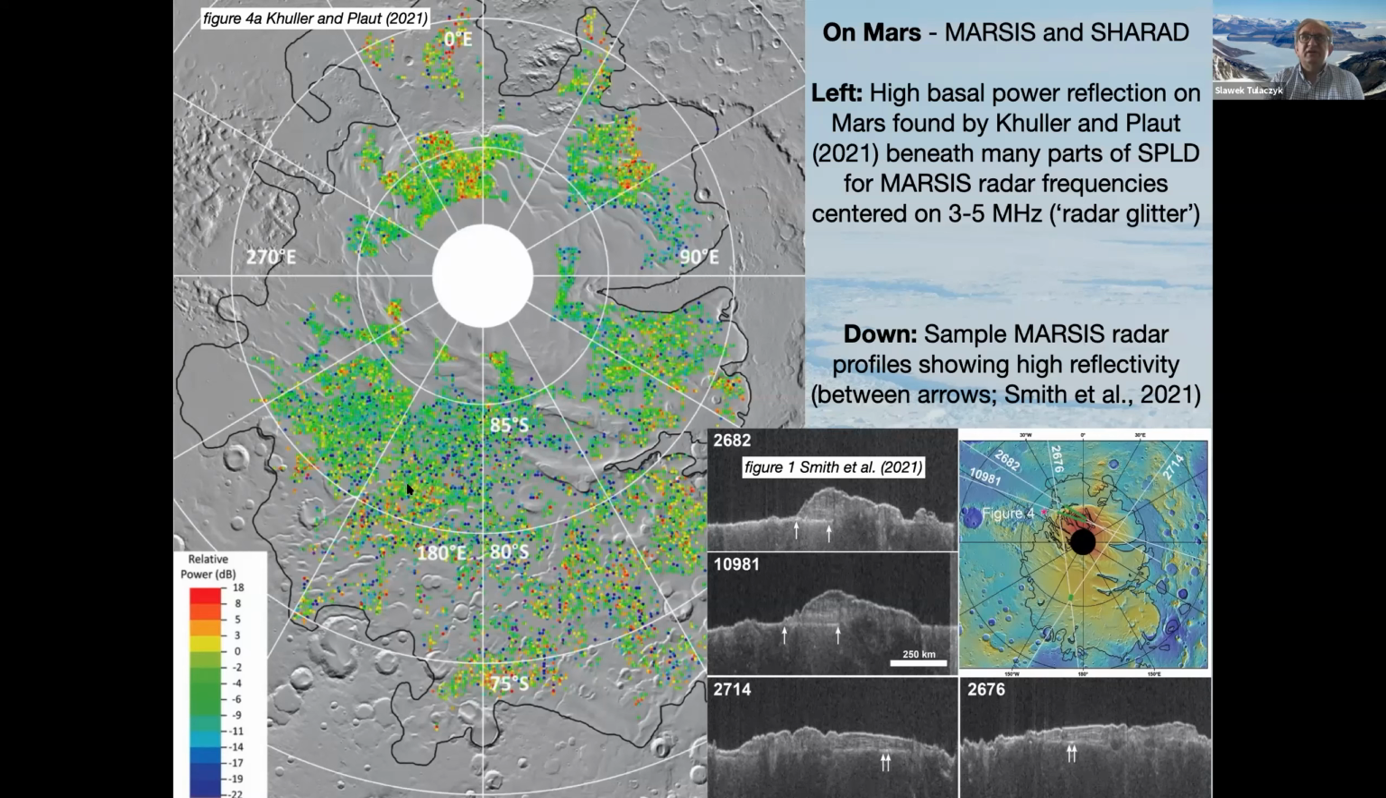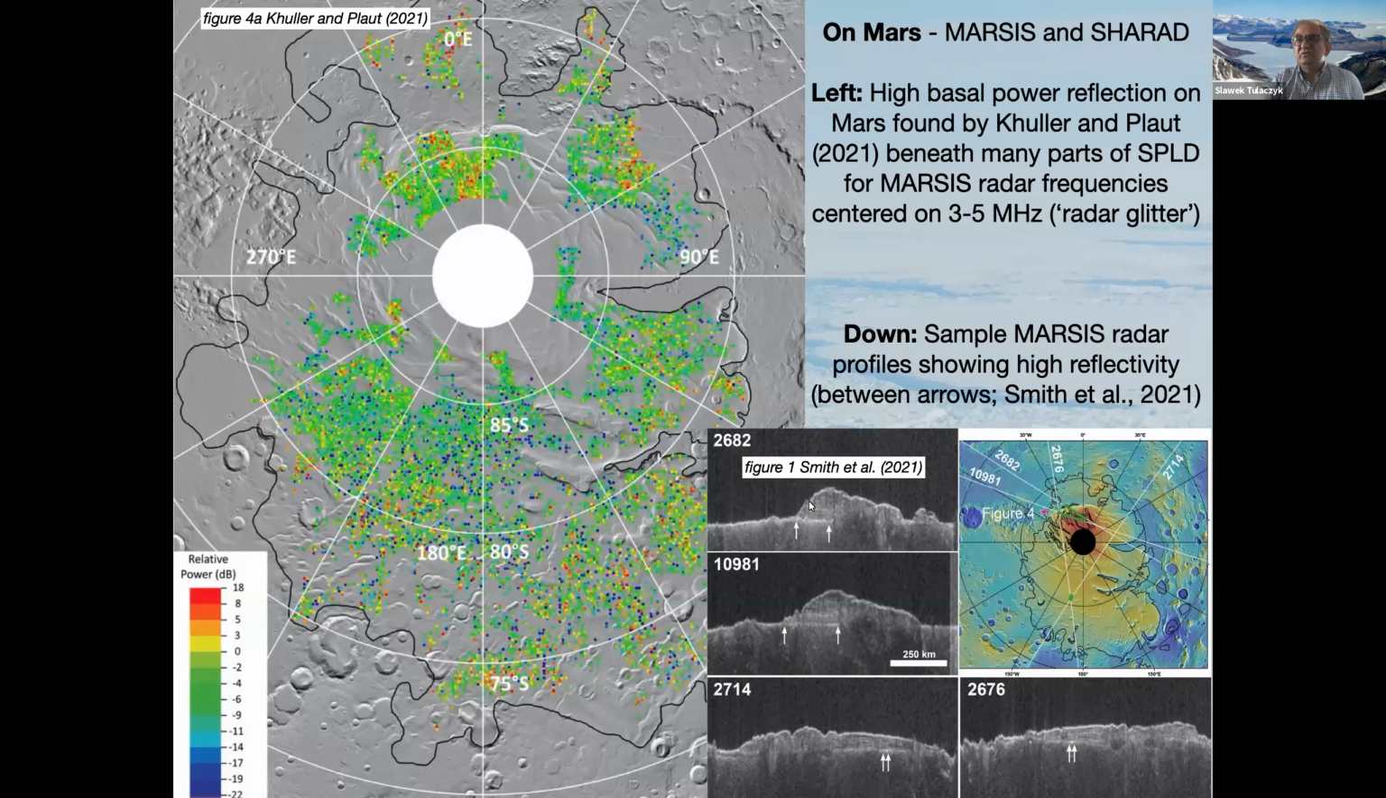So you can see this kind of speckly nature from really very high reflection strengths to strong but much weaker reflection strengths. And not necessarily coherent. Some of the strong reflections are coming from right near the margin of the layered deposits where the thickness of the deposit is relatively small. And that will become part of my discussion later on.